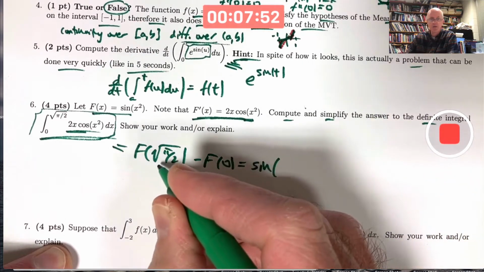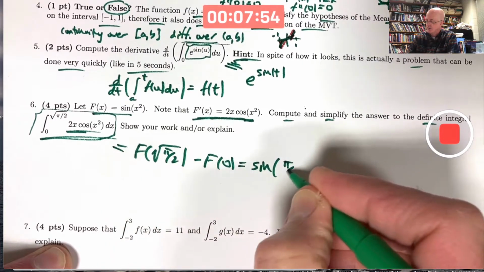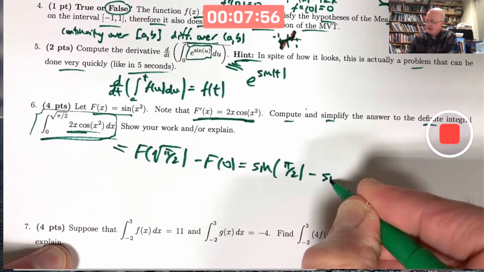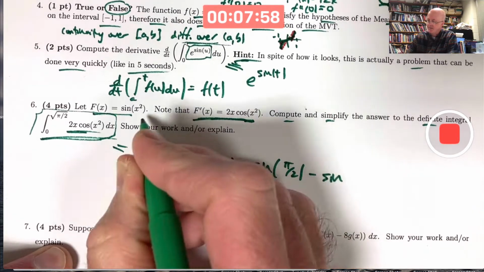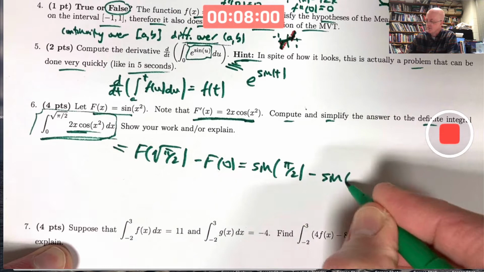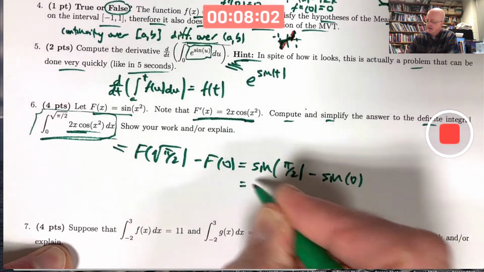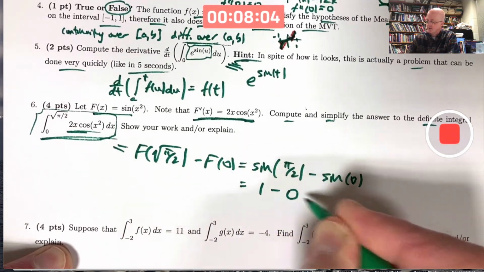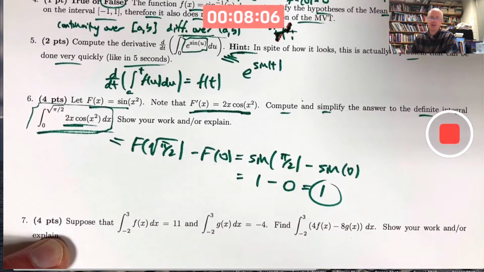So I need to square this square root, and so the square root goes away. And when I plug in 0 into that function, I get sine of 0 squared, which is still sine of 0. Sine of pi over 2 is 1. Sine of 0 is 0. This is 1. The final answer is 1.